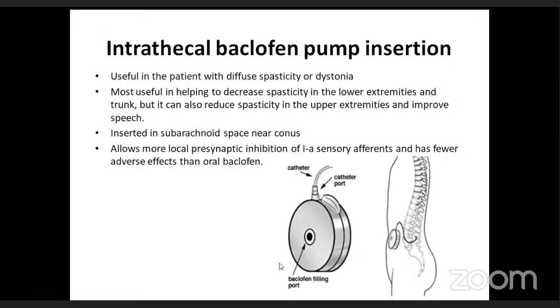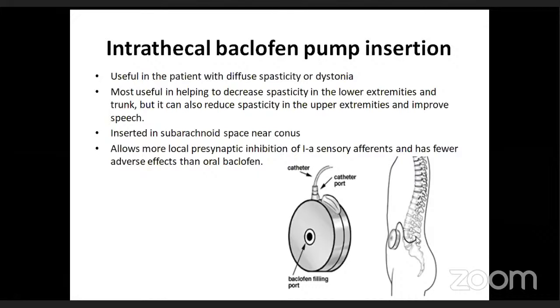So in this intrathecal, it is quite useful in patients with diffuse spasticity or dystonia. However, it is very useful to decrease spasticity in the lower extremities and trunk. However, in upper limbs, the role is limited because usually you put this pump actually in around the conus cauda area.